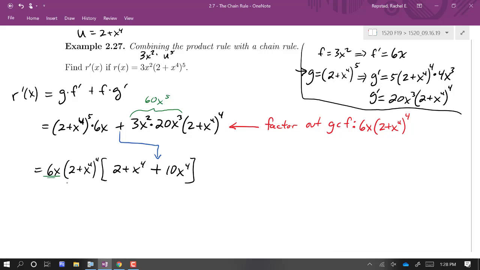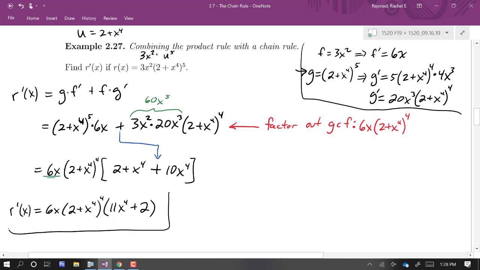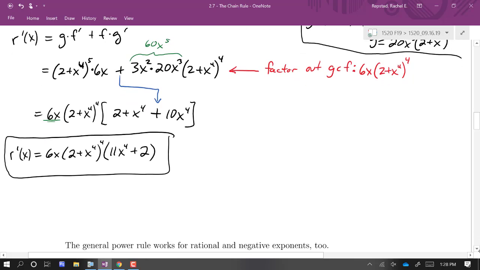We just combine like terms, simplify the stuff in the brackets. This is 11x to the 4th plus 2. And look at that, it's a beautiful, simplified expression. Figuring out where that's equal to 0 is really quite simple. In fact, I'm going to do no algebra. The only algebra I need to do, I can do mentally.